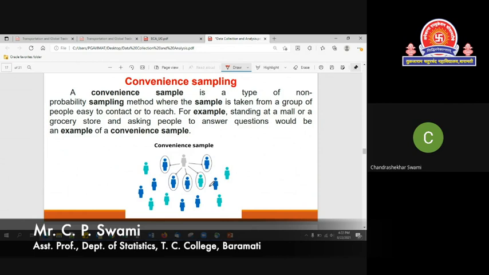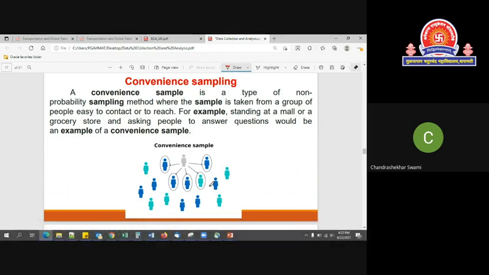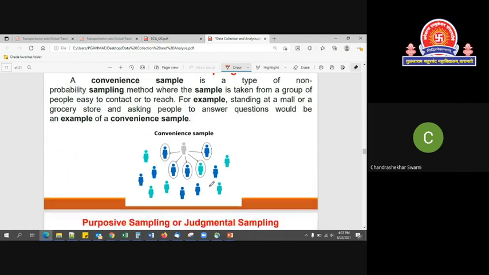Convenience sampling. Why is it called convenience? Because the sample is selected by the convenience of the researcher. A convenience sample is a type of non-probability sampling method where the sample is taken from a group of people easy to contact or to reach. For example, standing at a mall or a grocery store and asking people to answer questions would be an example of what? Convenience sample.